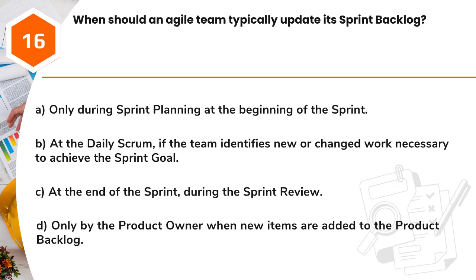Question 16. When should an Agile team typically update its sprint backlog? A. Only during sprint planning at the beginning of the sprint. B. At the daily Scrum, if the team identifies new or changed work necessary to achieve the sprint goal. C. At the end of the sprint, during the sprint review. D. Only by the product owner when new items are added to the product backlog.